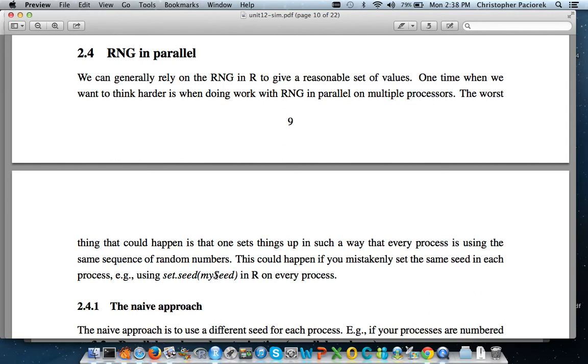So what if I'm now thinking about, well, how do I go about setting the seed to ensure that this performs the way that I want it to perform?